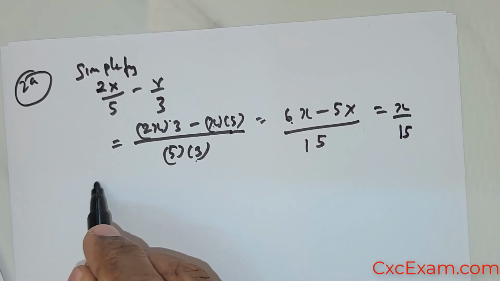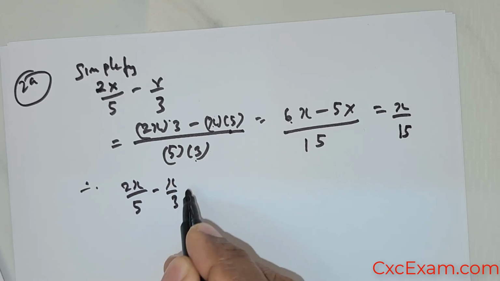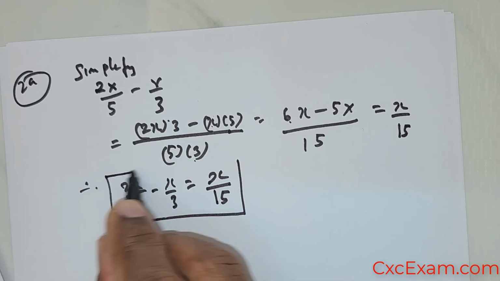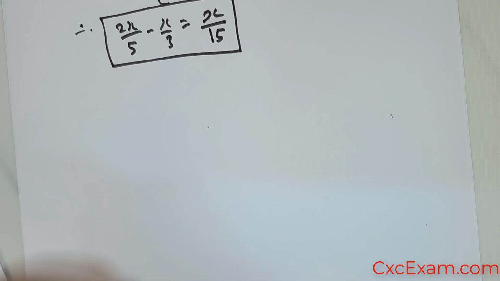So you can rewrite this solution. Therefore 2x over 5 minus x over 3, when you simplify it, you get x over 15. So this is the solution to this question. Okay, let's move on to the next one.